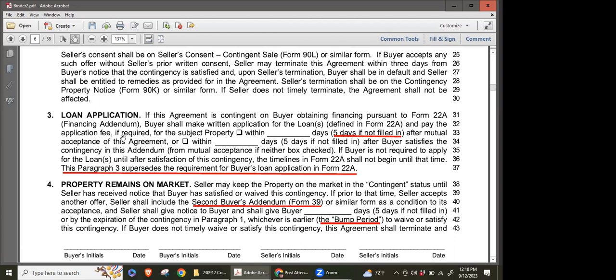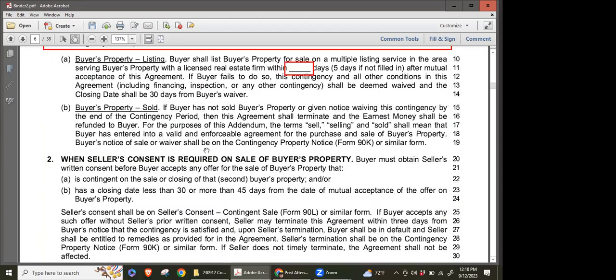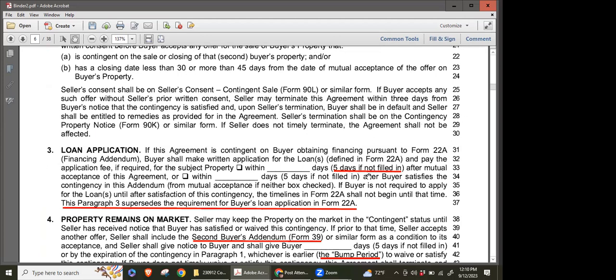I just want to stress on this one how important it is to be sure that your buyer is telling you the right information, because inadvertently the fraud thing is a really big deal. And so we want to make sure that if we're doing this contingent sale, they understand that they have to apply for a loan. And then I wanted to point out here, this paragraph 3 supersedes the requirement for the buyer's loan application in Form 22A. I just want to reiterate that.